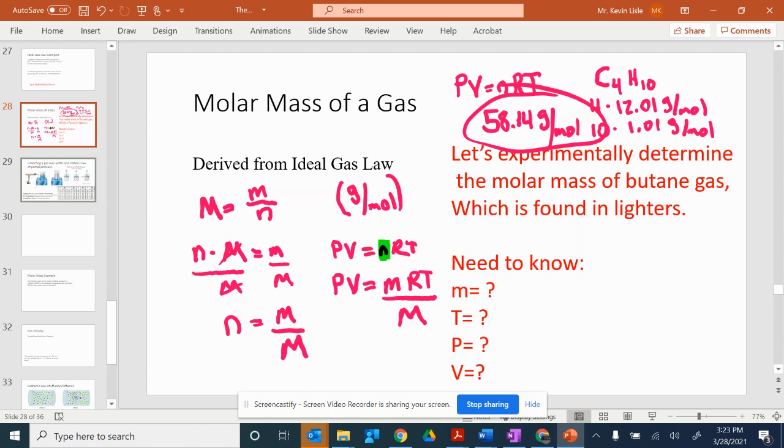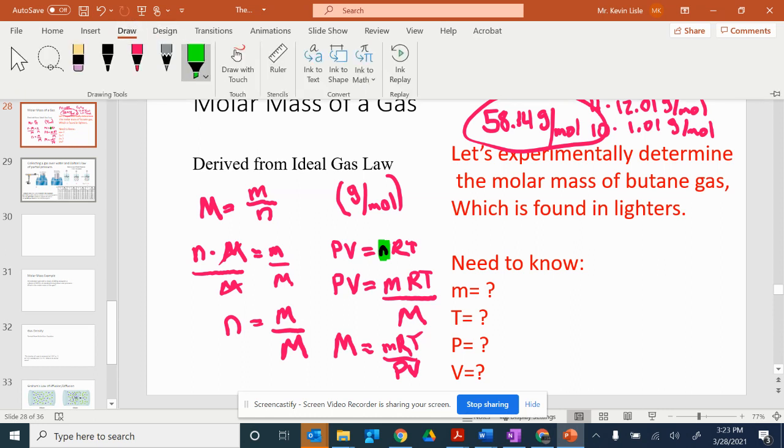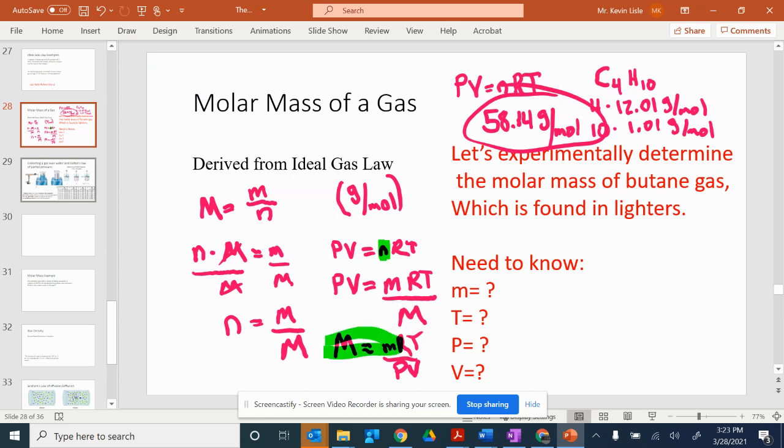Now, I can rearrange that if I want to solve for molar mass, and that would look something like this. Molar mass equals mRT over PV. So we have an equation now, and that equation, even though it's really just the ideal gas law or a variation on it, is often referred to as the molar mass equation. And it's a way that we could use experimental data to find the molar mass of a gas.